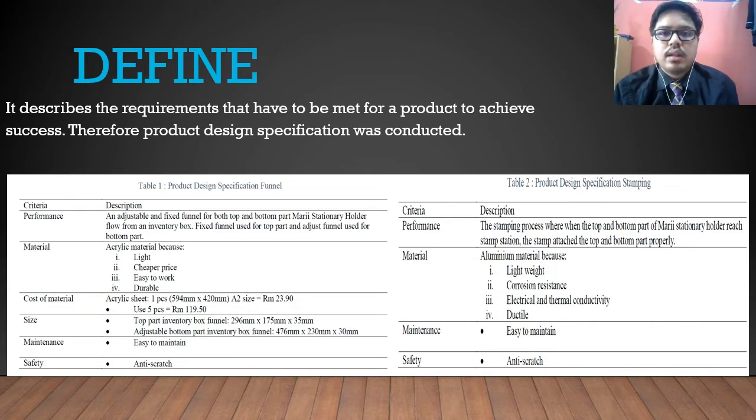A product design specification is a file created at some point in the problem definition and early stage of the design process. It describes the requirements that have to be met for a product to be successful. Therefore, product design specifications were conducted for both funnel and stamping. For both design specifications, the materials used were acrylic and aluminium as those materials were suitable and safe to use. The size and dimension for both designs must follow and suit the size of the product.